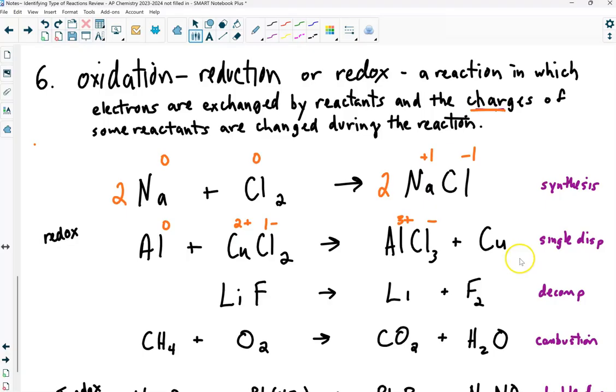Copper is an element now. That's going to have a charge of 0. So again, how do we see the charges change? Copper went from being a 2+ ion to being an element with a charge of 0. Aluminum went from being an element with a charge of 0 to a charge of 3+. So hopefully you can see how there is this exchange of electrons between these guys, and different species are changing charge.